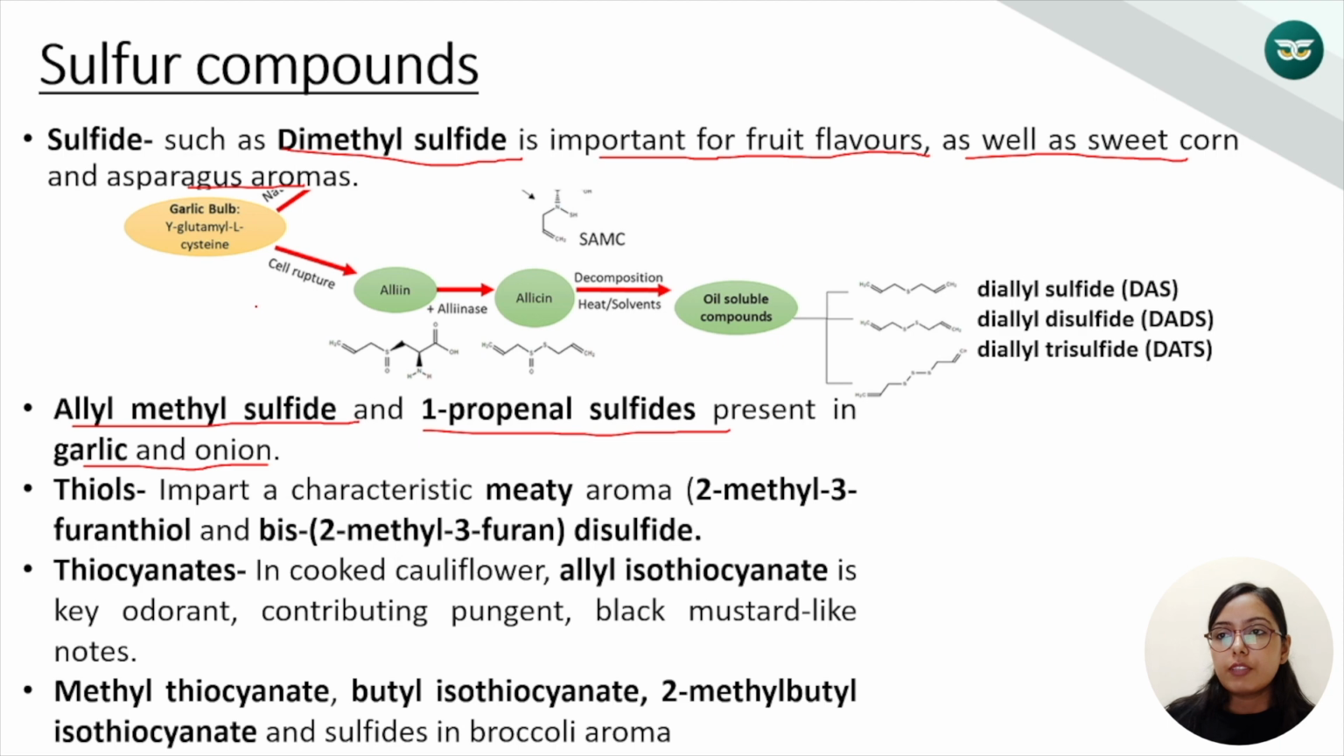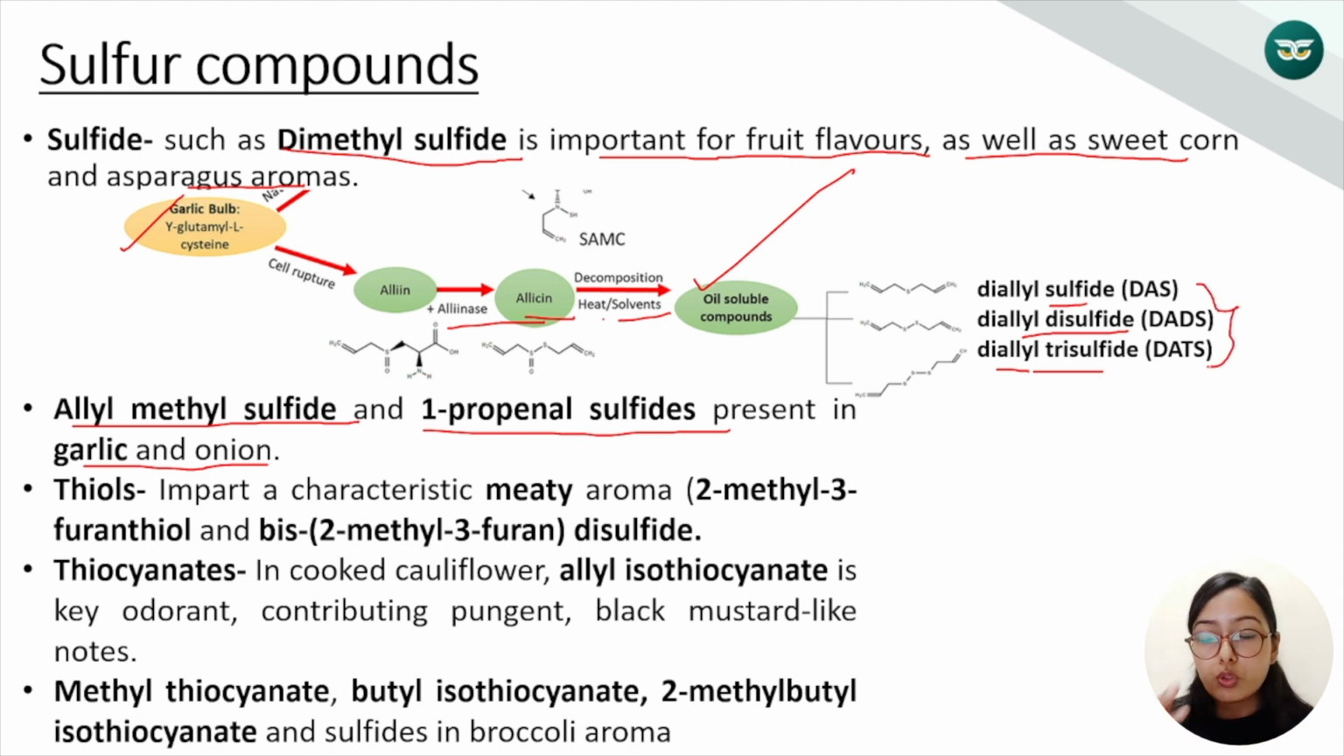So what happens is, we can see from this diagram over here that in the typical garlic bulb we have gamma glutamyl L-cysteine amino acid, and when we crush or we cut or chop that garlic, the cells rupture and the alliin gets converted into allicin in presence of the enzyme alliinase, and this allicin is further decomposed. When the decomposition of this compound happens in presence of certain heat or solvents, there are certain oil soluble compounds which are being generated, which include DAS, DADS and DATS, which is diallyl sulfide, diallyl disulfide and diallyl trisulfide.